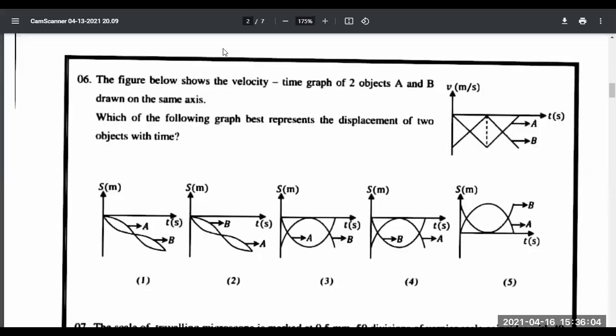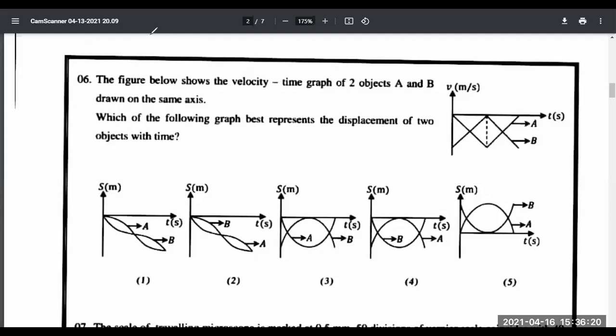Question number 6 is about velocity time graph. The figure shows the velocity time graph of 2 objects A and B drawn on the same axis. Which of the following graphs best represents the displacement of the 2 objects with time? So you have A and you have B.